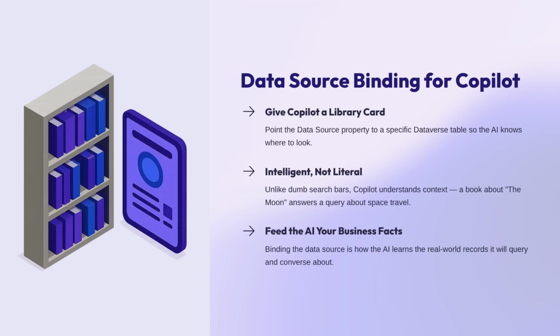So, now that we've mastered how to give our AI assistant the right books to read, you might be wondering how we make sure it only talks about the right things and doesn't get confused by extra data. Well, that brings us right into our next step, which is configuring Copilot fields and views.